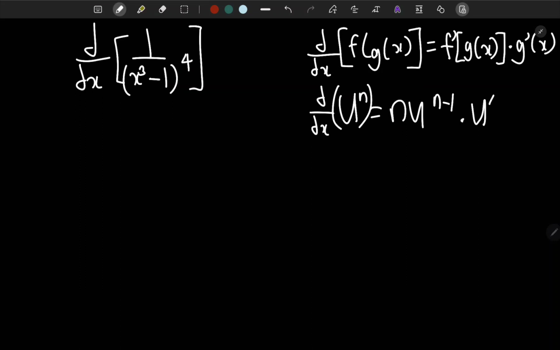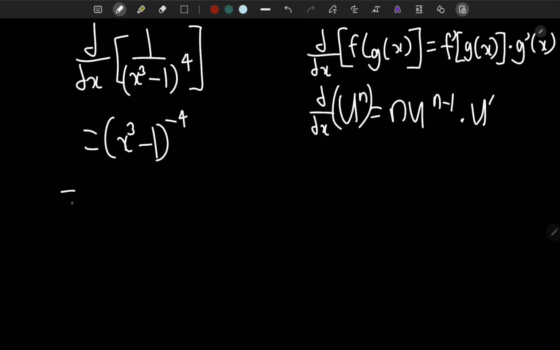So how do you think we should start this question? Because we do have some kind of u to the power of n, what we can do is bring this up and the power will become negative. So it will be x cube minus 1 to the power of negative 4. Since we brought this up, now we can easily use this formula.